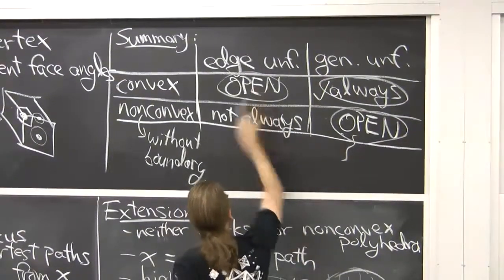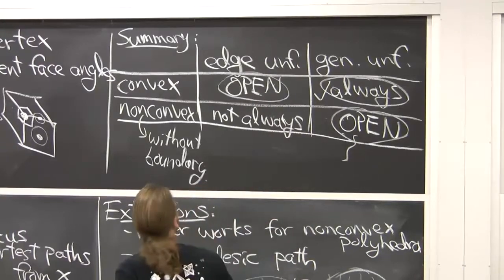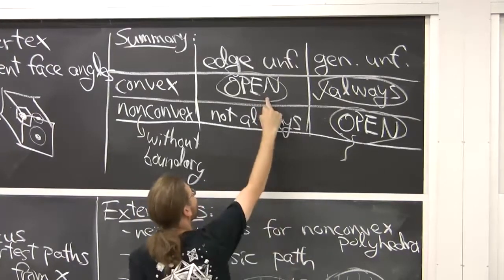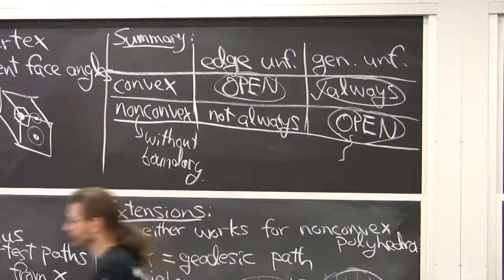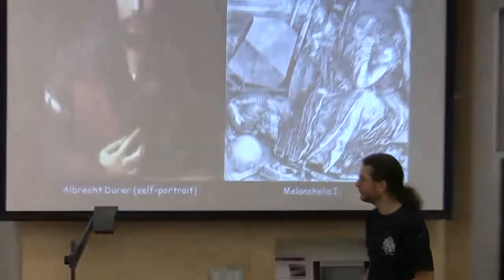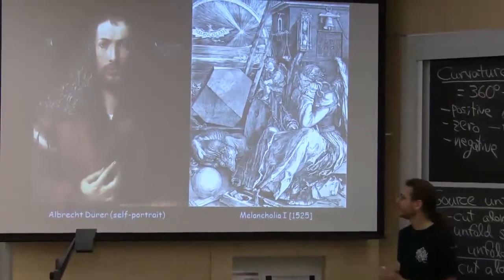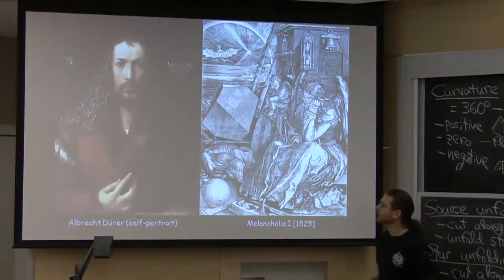Let's turn to, it's not the last topic. We still want to cover both of these. Next topic is edge unfolding of convex polyhedra. Now, this problem, as I said, goes back to 1525, implicitly at least.